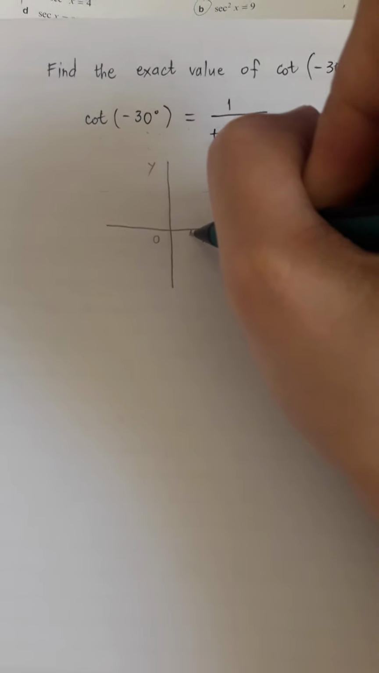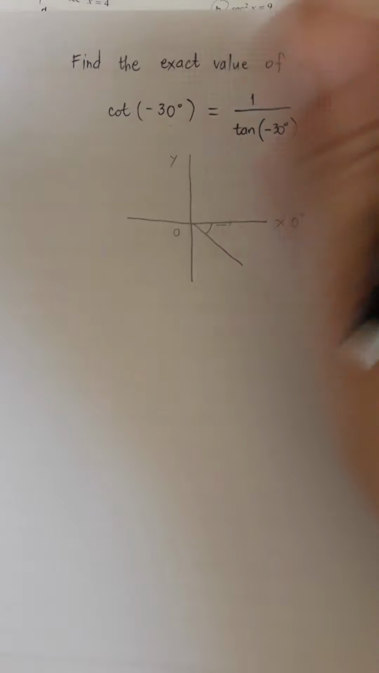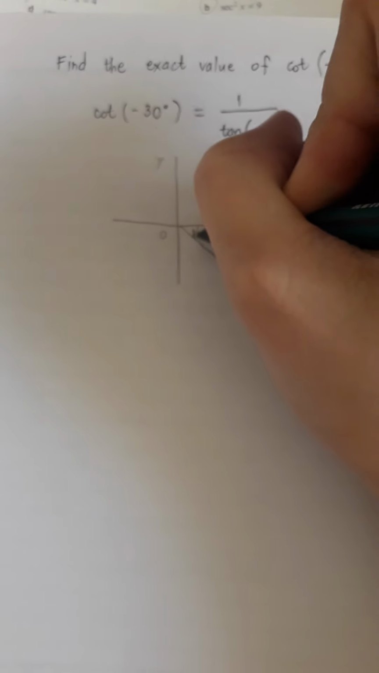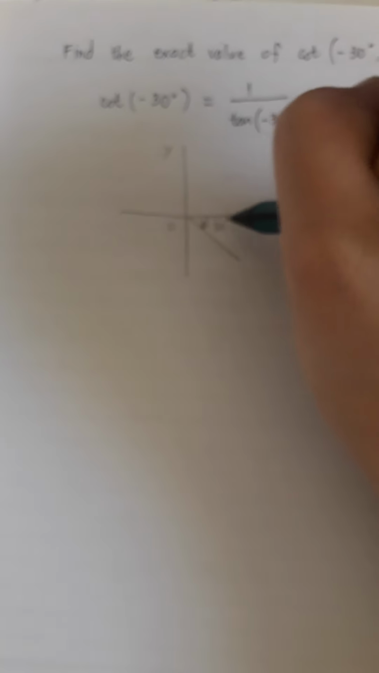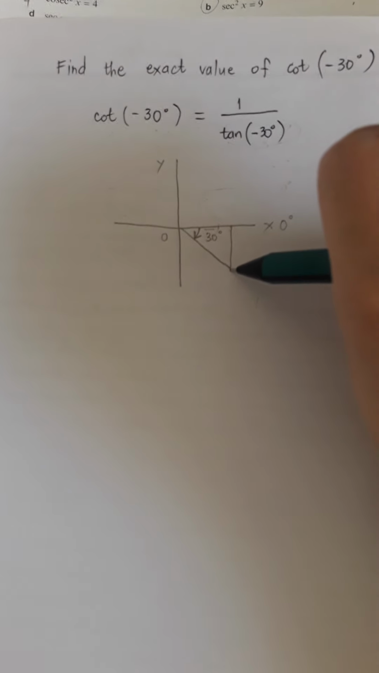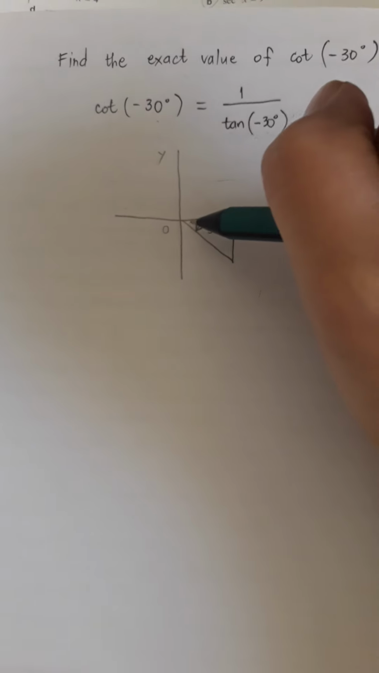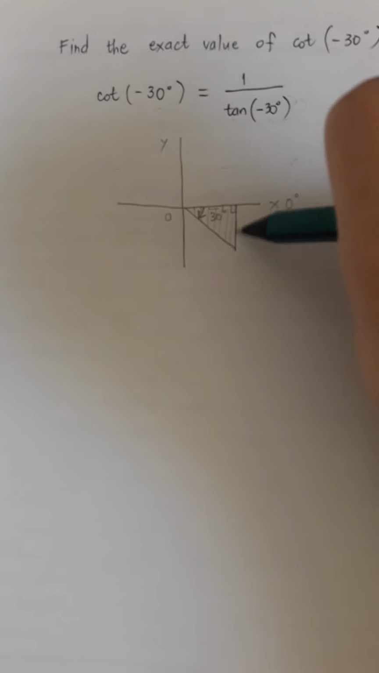Let's move it here. 30. Here, 30. Okay. So the direction is this, going down, and the size is 30 degrees. Size of the angle. Okay. So the right triangle that we will use to get the ratio tangent will be this right angled triangle.